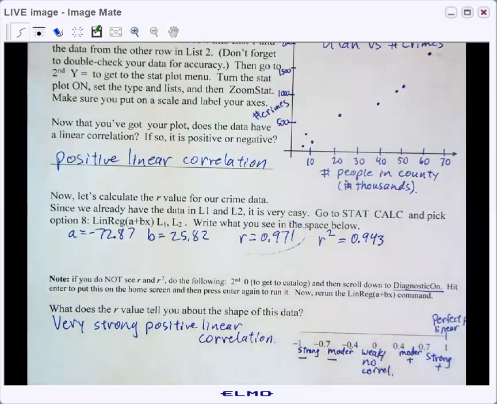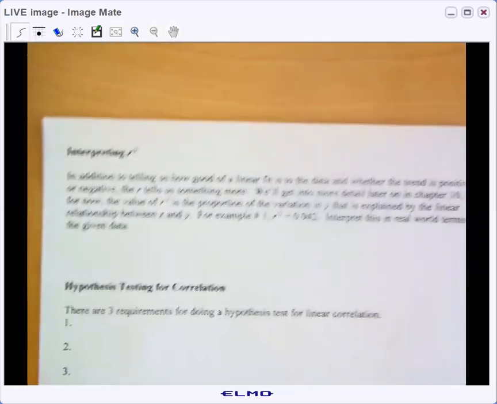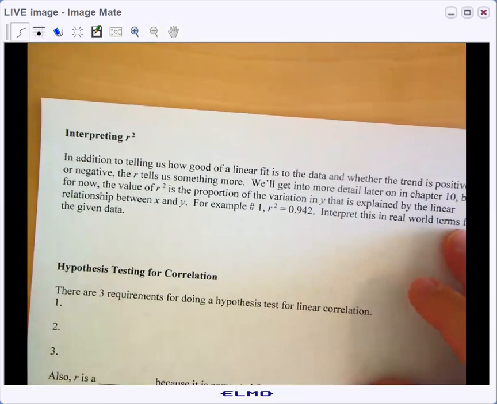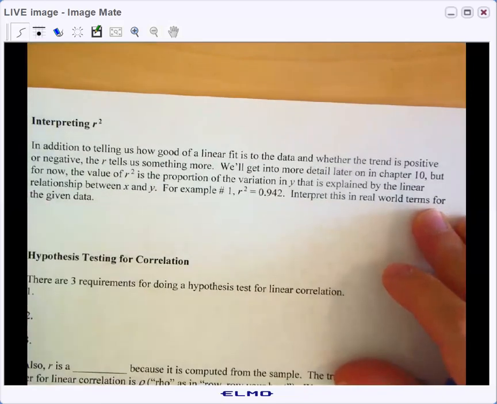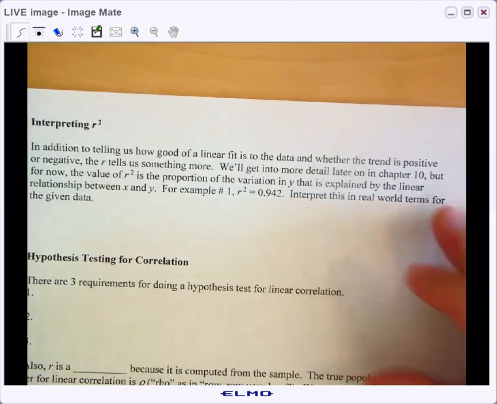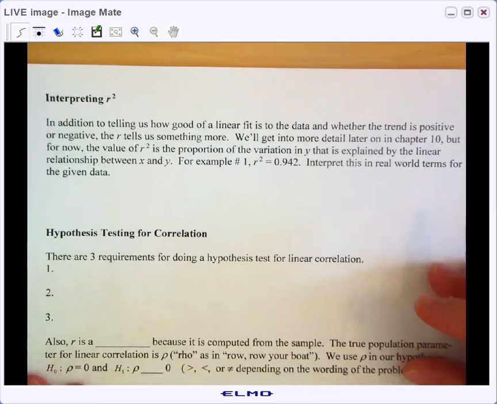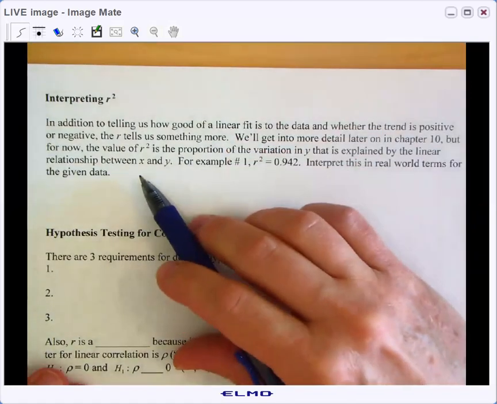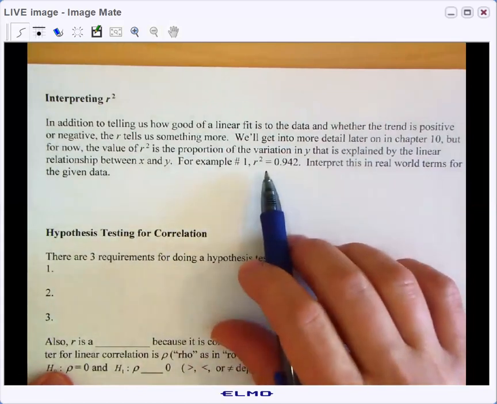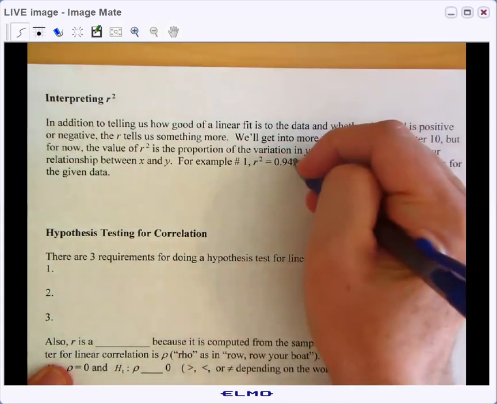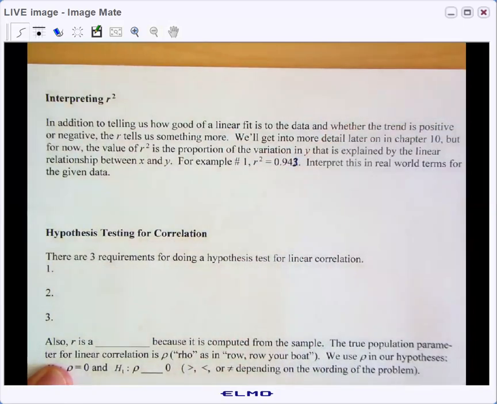So now that we found R, R squared also tells us some interesting stuff. So let's go ahead and find out what R squared does. R squared tells us the percentage of the Y variable that can be explained in terms of the model, that is, the relationship between the X and Y variable. So for example, here we had R squared was 0.943. So if we wanted to interpret this in real world terms, let me give you a fill in the blank and then you can use that.